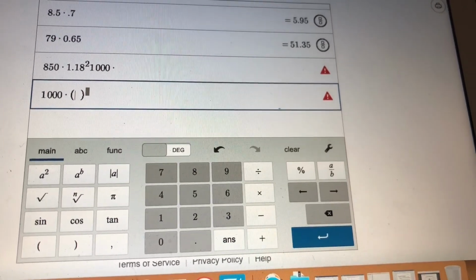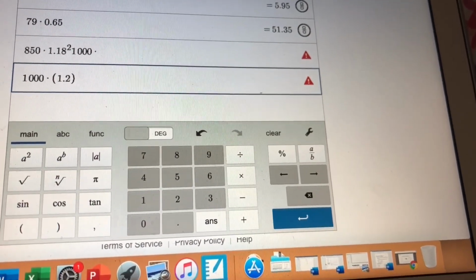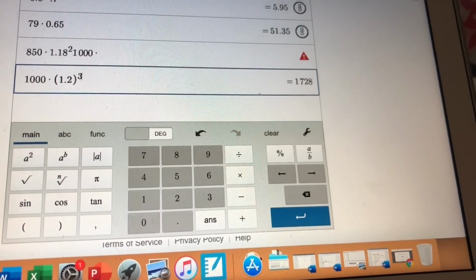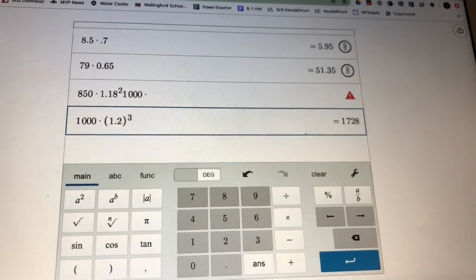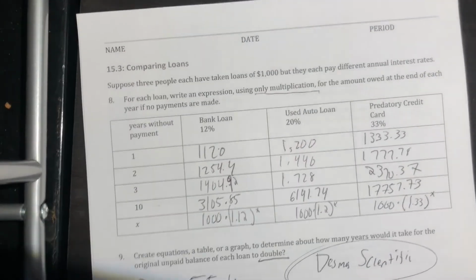And I can just change whatever I need to in here. So if I could go back and do my used auto loan at 1.2 is my growth factor. And see, exponent of 1, that's 1 year. 2 years, 3 years. It's so easy. Please use this calculator if you can. It's here. Anyway, back to business.